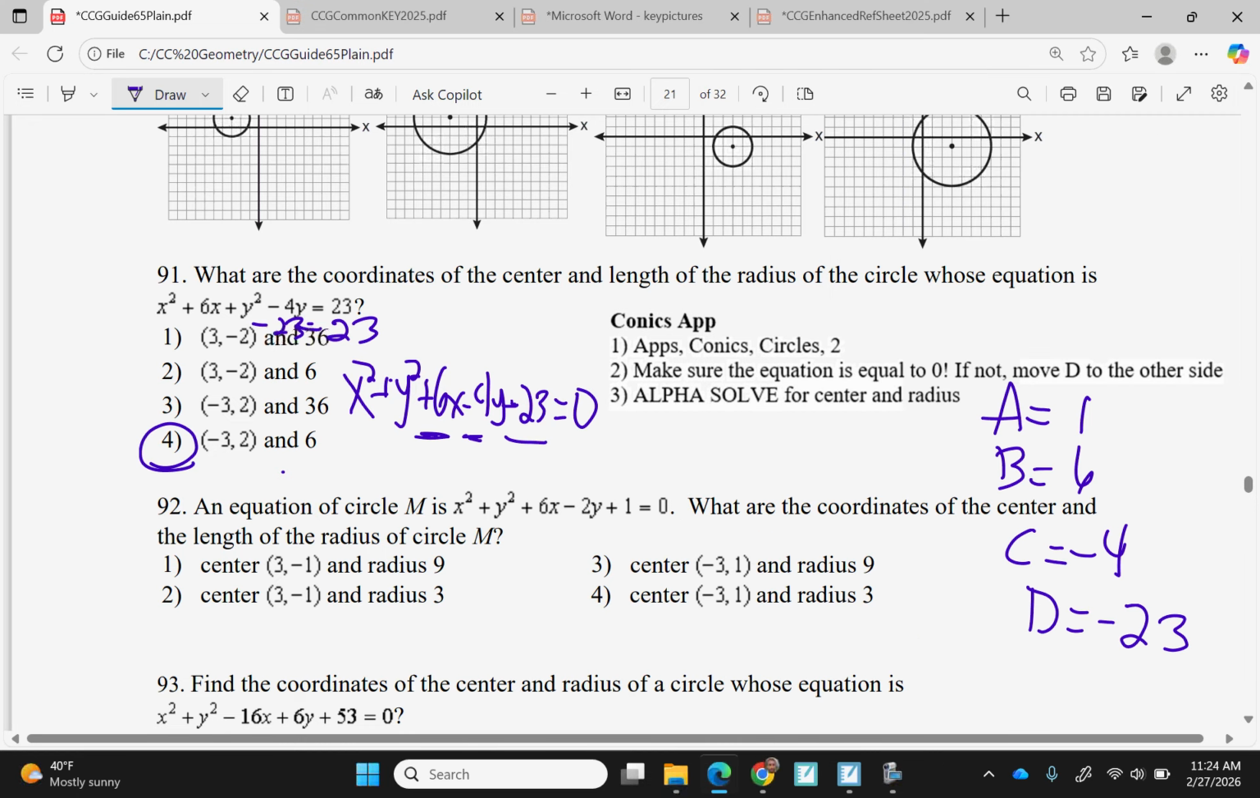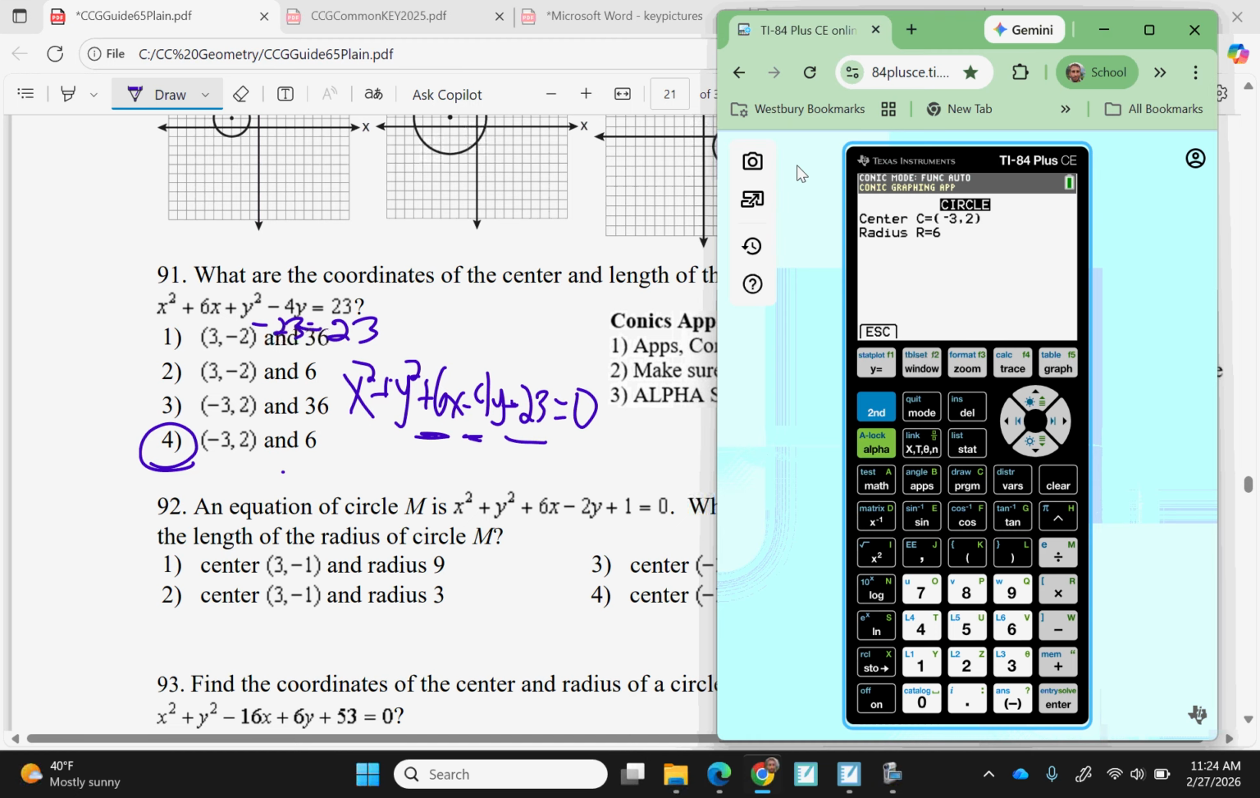I'm not worrying about completing the square. I'm not doing it. Again, make sure it's equal to 0. That's the biggest issue students have. And to get out of anything in the calculator, second quit will always get you out. So again, that was apps, conics. It may not be option 4, but it'll be somewhere. Circle, option 2.